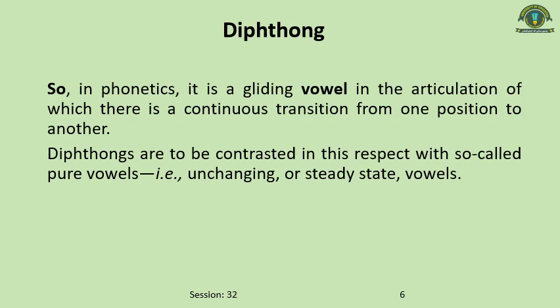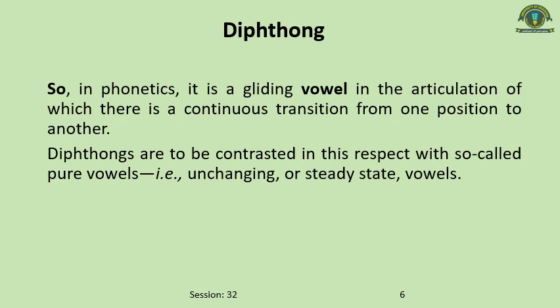I-A. Or for instance, A, late, gate, fade. Alright? So, what in phonetics is a diphthong? In phonetics it is a gliding vowel in the articulation of which there is a continuous transition from one position to another. That is the significant point in this statement.